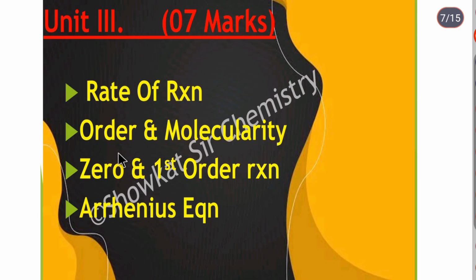Next unit is your chemical kinetics. It carries 7 marks. From this, the important topics are rate of reaction, isn't it? The various factors which affect the rate of reaction. You should know the order and molecularity, the difference, and the units of various orders of reaction. First and zero order reactions are very important. Their derivation is always asked. The Arrhenius equation is very important, so sometimes a numerical based question may be asked from this.